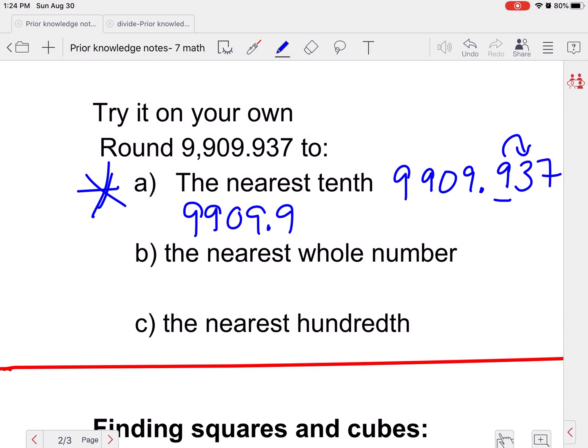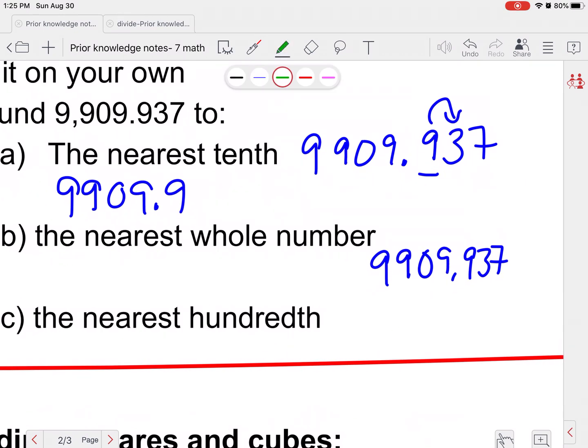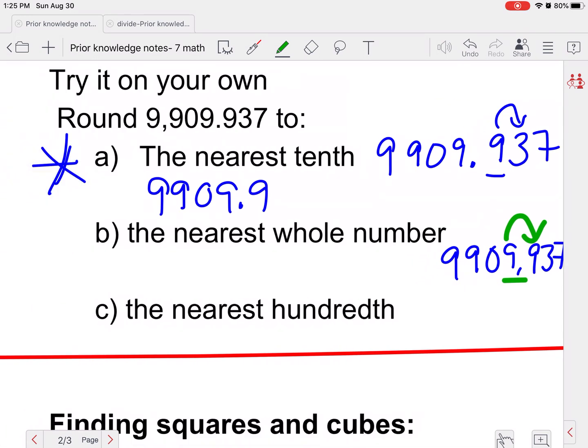The nearest whole number. So the nearest whole number kind of throws people sometimes. So we have 9,909.937. I'm just rewriting my number here. Whole number is another word for ones place. Okay? So I'm going to look at the number behind it, and that's a 9. So it tells me to go up. Well, to go up for 9,909 would be 9,910, right? So 9,910.